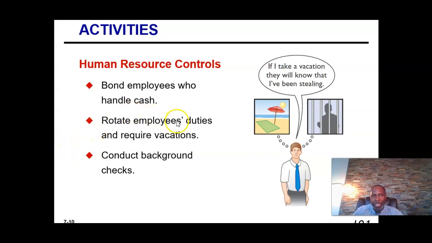Rotating employees' duties is an example of human resource control where you have different people doing different duties to see if employee A is out, do I get the same result when employee B is doing their work? Require vacation. You want to make employees take vacation. Why? So once again, when they're not there and somebody else is doing their job, are we getting the same amount of revenue as before? If not, that could be a red flag.